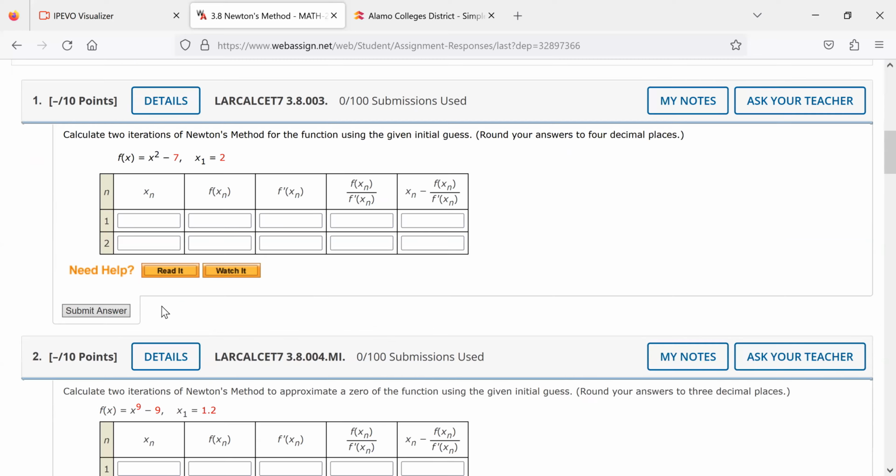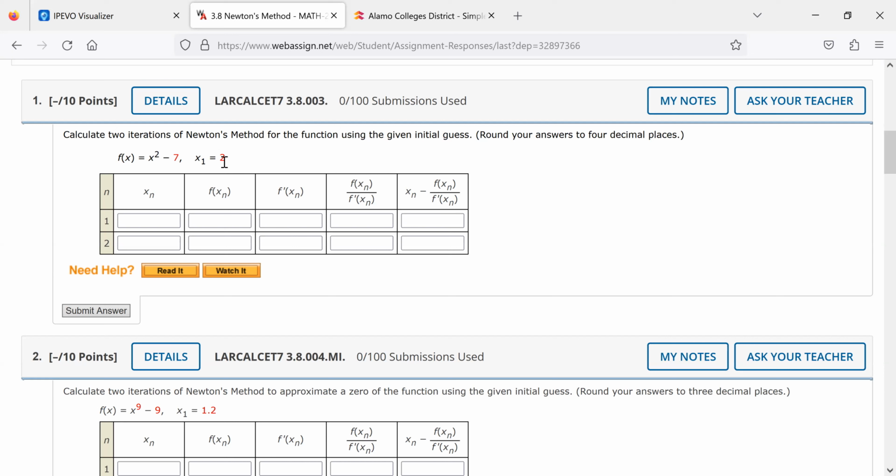Newton's method. So basically what we're doing is we're applying this formula right here. And it's an iterative method. So Newton's method will find a zero or approximate the zero of a function, assuming that the derivative is not zero because you got to divide by it. And you're given an initial guess.